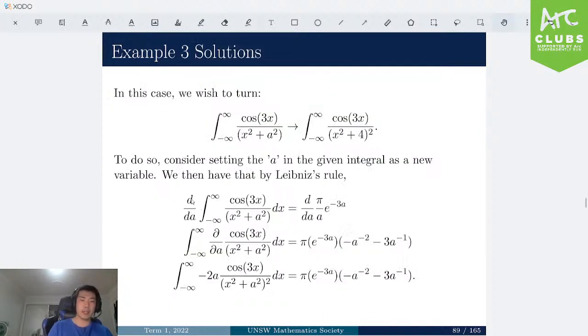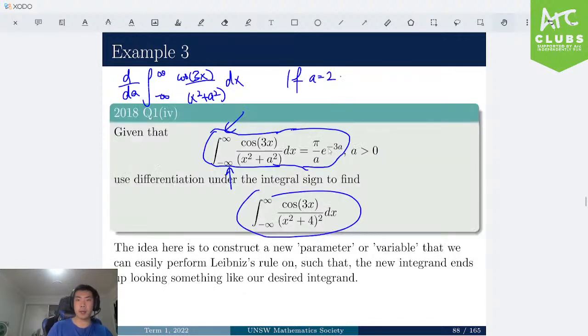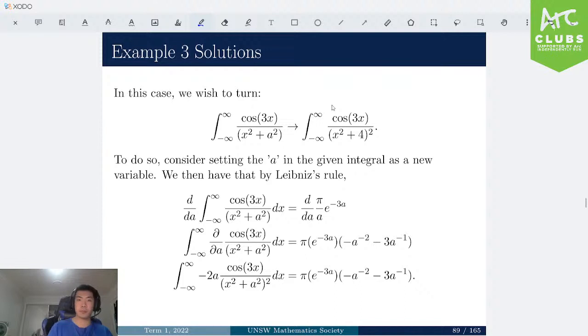So if we take the derivative of this integral in terms of a, we have to take it on both sides, obviously, because it's an equation. So we take it on our right-hand side as well, which was pi on 8 e to the power of negative 3a. Then we end up with, on the right-hand side, we have to apply, what is this? I think I apply a product rule here. I just turned this to pi a to the power of negative 1 e to the power of negative 3a. Okay. Then I apply product rule and end up with this.